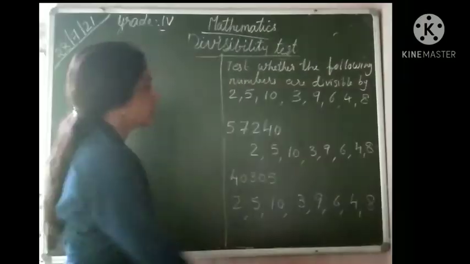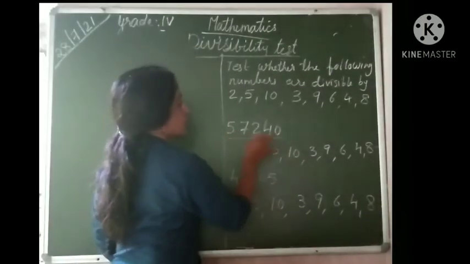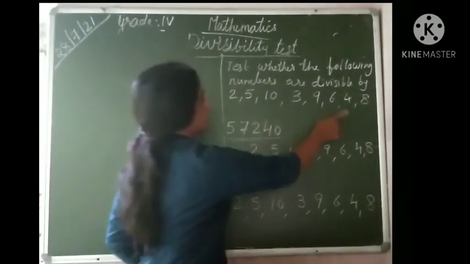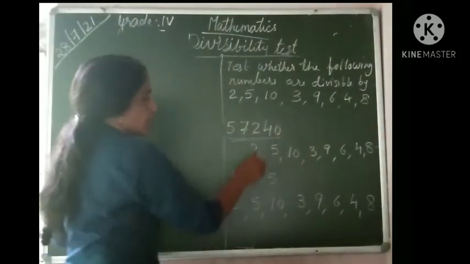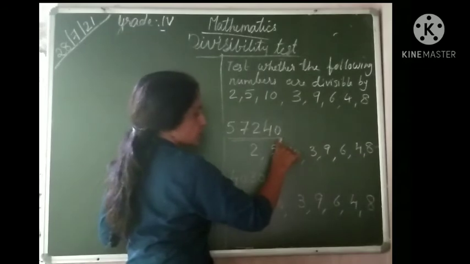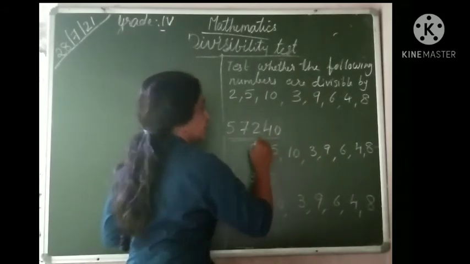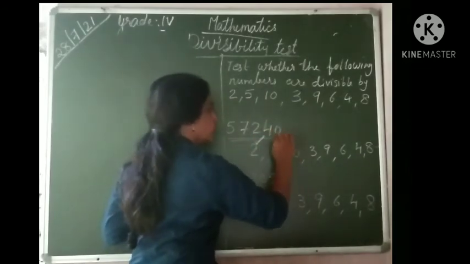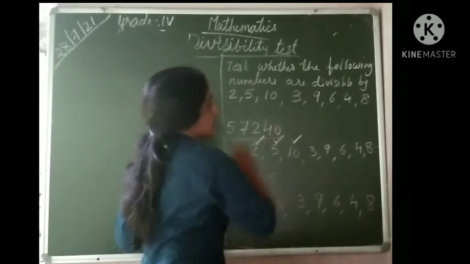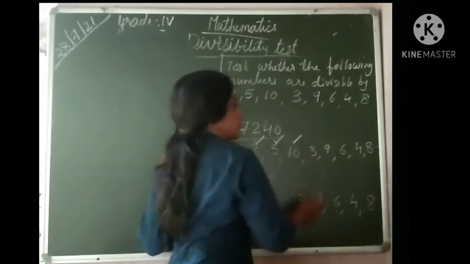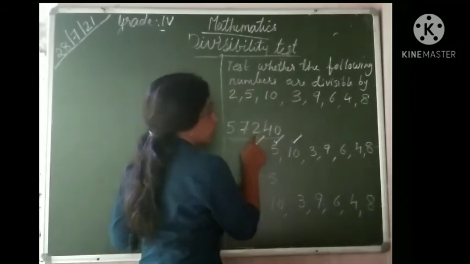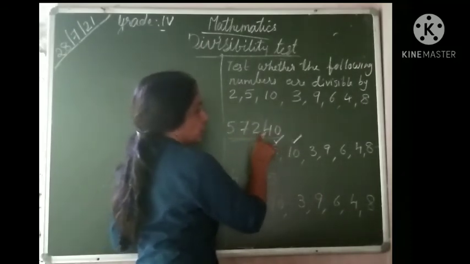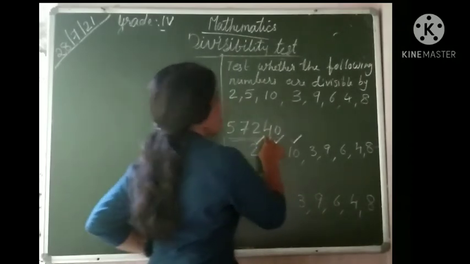Understood? Listen, is this number divisible by all of 2, 5, 10, 3, 9, 6, 4 and 8? By checking the ones place, that number is 0. Therefore, it is divisible by 2, 5 and 10. Since the last digit is 0, it works for 2, 5 and 10. Now add: 7 plus 5 is 12. 12 plus 2 is 14. 14 plus 4 is 18.